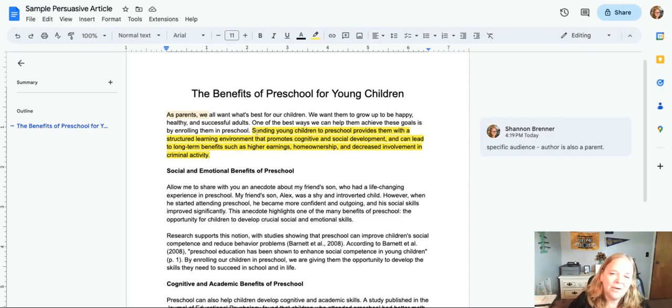So you can see this kind of rounds out the introduction and gives it a really solid anchor for the rest of the piece. It's a signpost. Think of it as a roadmap. Your reader now knows exactly what to expect going forward.